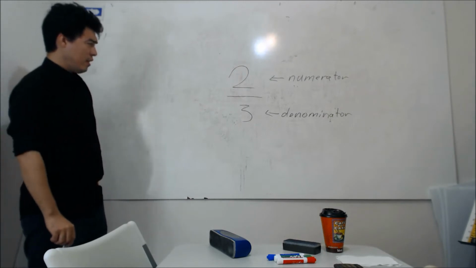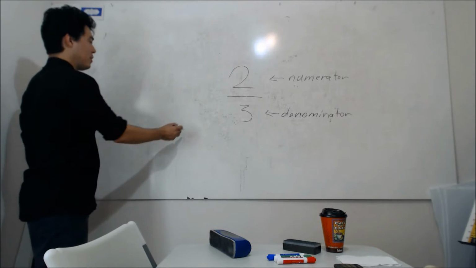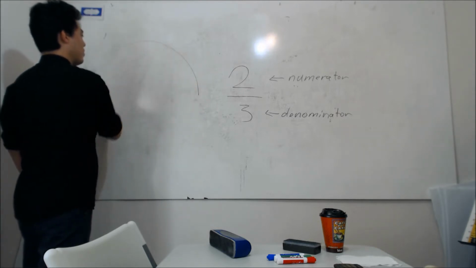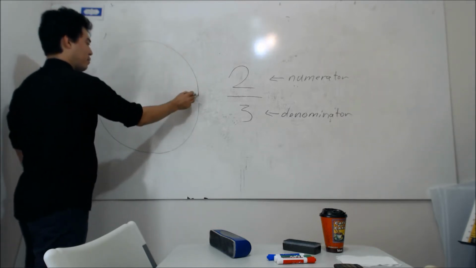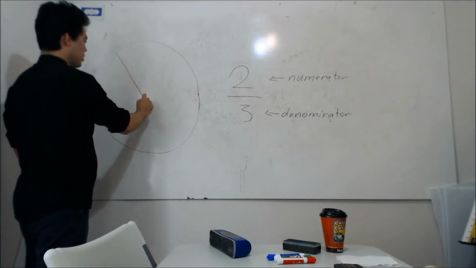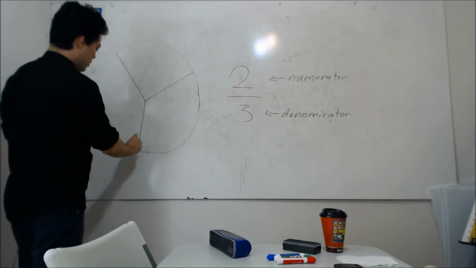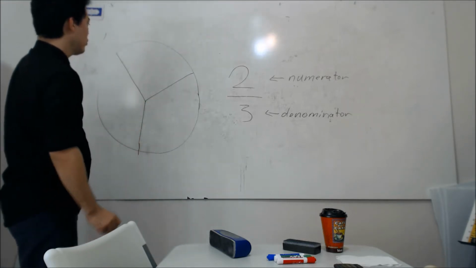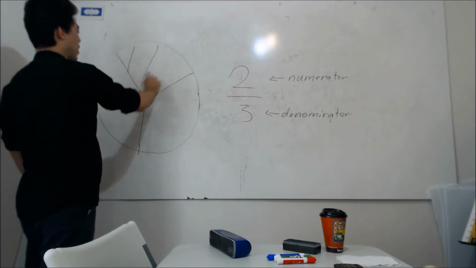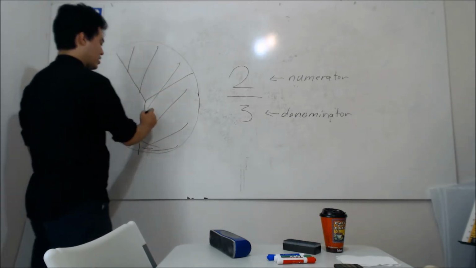If you go back to elementary school, the way they would describe this fraction is that if you take a pizza and you slice it into 3 pieces evenly, right, this is my pizza, then 2/3 of the pizza will be 2 out of the 3 slices. So that's the way that we want to think about fractions.